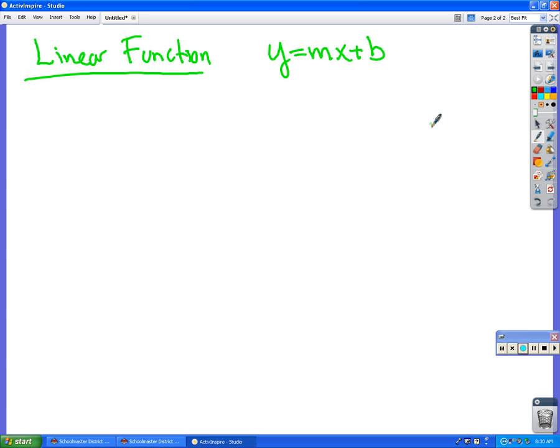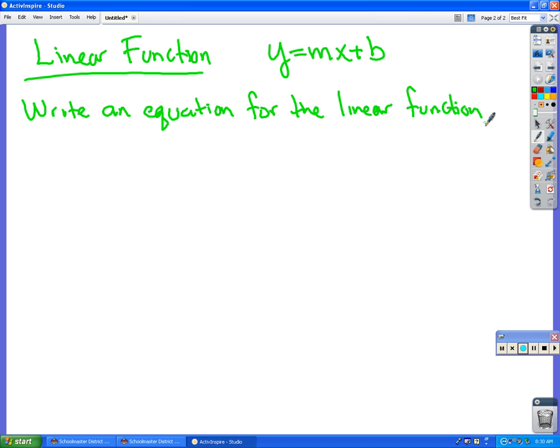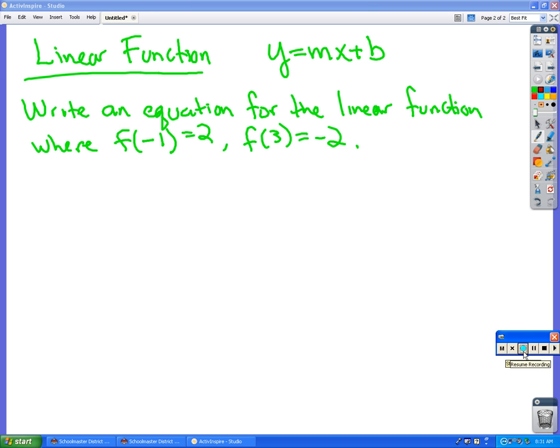Let's write an equation for the linear function where f of negative 1 equals 2 and f of 3 equals negative 2. Here's the translation into English of what this means.